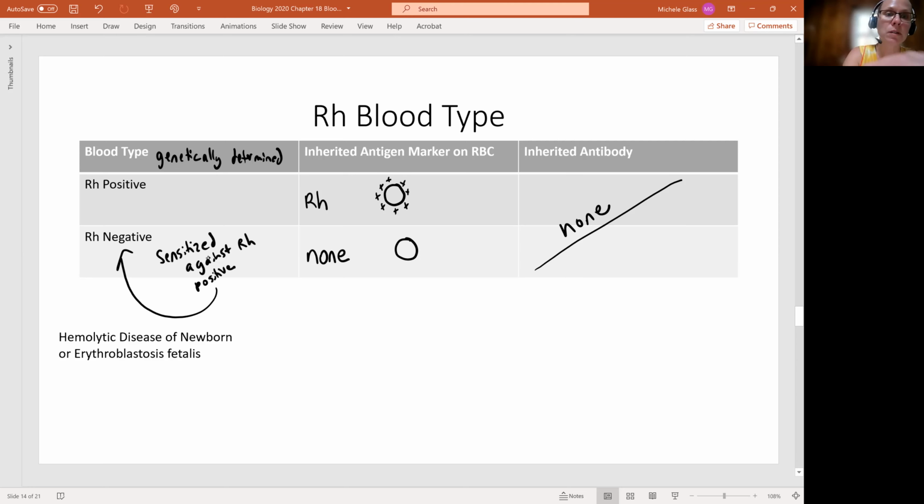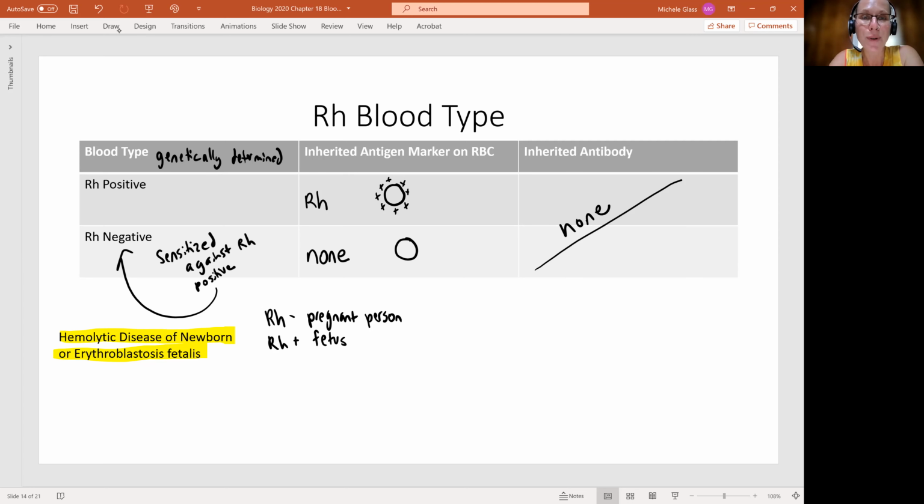Another way that this happens is during labor and delivery. So if you see at the bottom, we have what's described as the hemolytic disease of the newborn, or it can be referred to as erythroblastosis fetalis. And so what we'll see here, this only occurs from an RH negative pregnant person and an RH positive fetus. So the term fetus is used prior to birth.